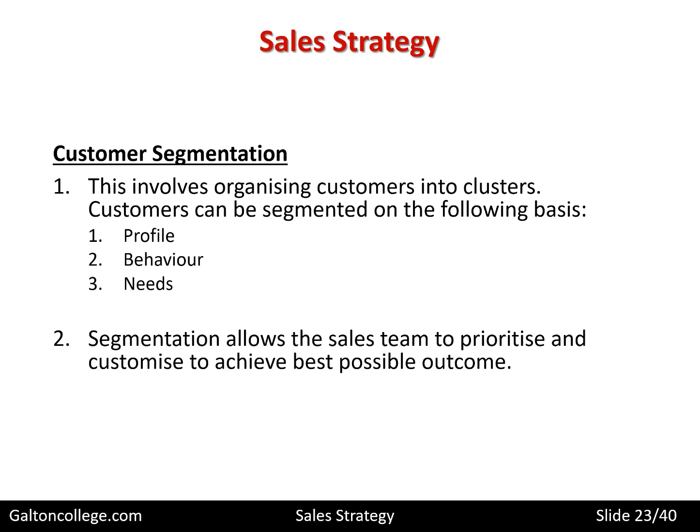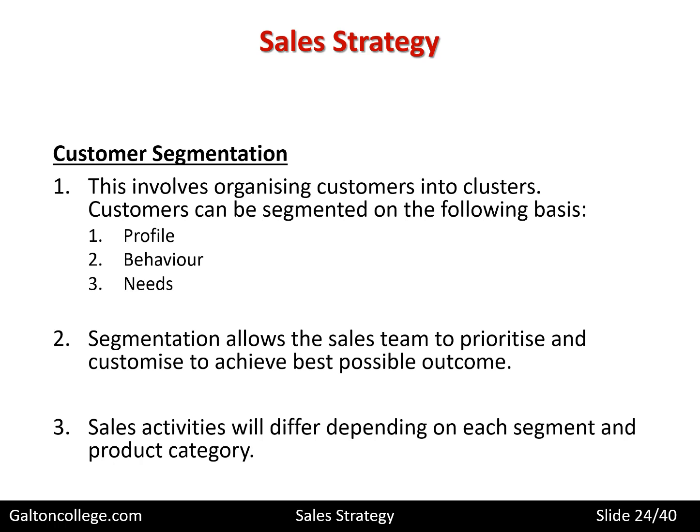Segmentation allows the sales team to prioritize and customize to achieve best possible outcome. So it's what used to be said in marketing is the sales team are using a rifle. They are targeting particular groups specifically. They're not using the proverbial shotgun. They're not just trying everybody in the population. They're identifying particular groups within the population and targeting those groups. So their efforts are much more concentrated.